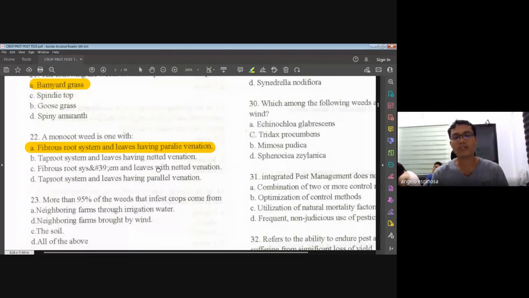So when you talk about dicots, it is broad leaves and it has a lot of leaf veins, no? Unlike monocot weed, it has a fibrous root, no? Fibrous, makapal yung kanyang roots. And then hairy, fibrous siya, and then parallel ang kanyang venation ng kanyang leaves. Okay, pahaba. Like it's narrow type.